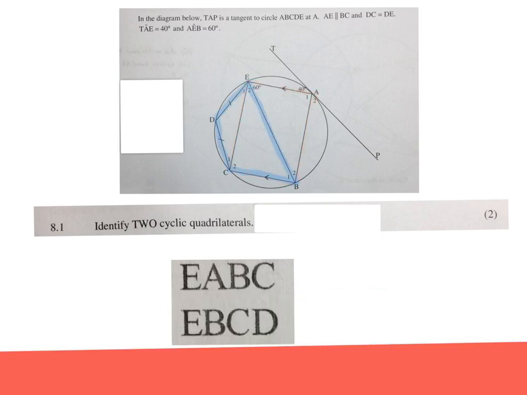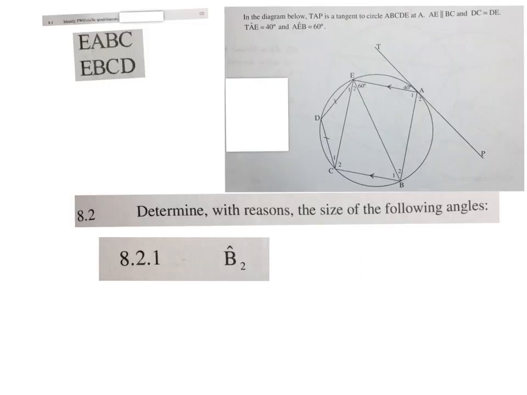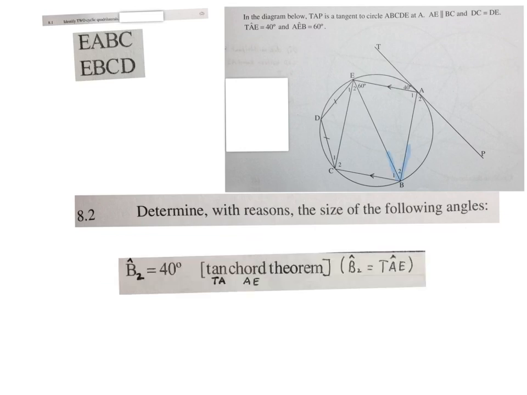Firstly, they asked for 2 marks: identify 2 cyclic quadrilaterals. One of them will be EABC, the red quadrilateral you see there. The next one is EBCD, the blue one you can see there. Next, they asked, determine with reasons the size of the following angles. Firstly, angle B2. You will then write angle B2 is equal to 40 degrees, tan chord theorem. So the angle between the tangent over there and the chord, the 40 degrees, is equal to the angle over there.